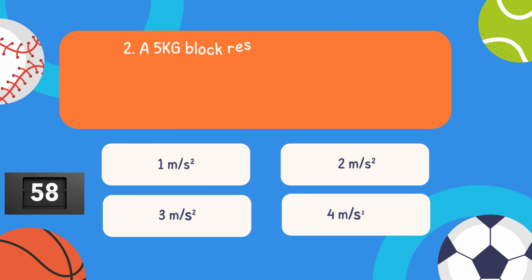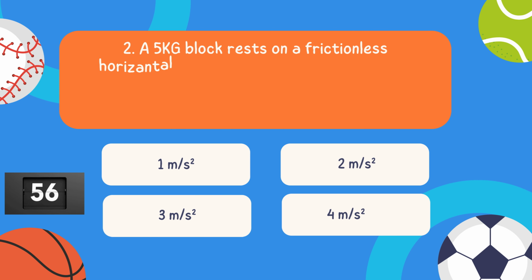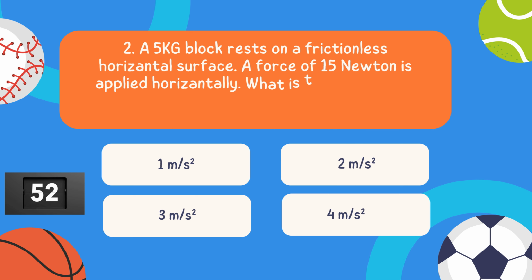A 5 kg block rests on a frictionless horizontal surface. A force of 15 Newton is applied horizontally. What is the acceleration of the block? 1 meter per second squared, 2 meters per second squared, 3 meters per second squared, 4 meters per second squared.